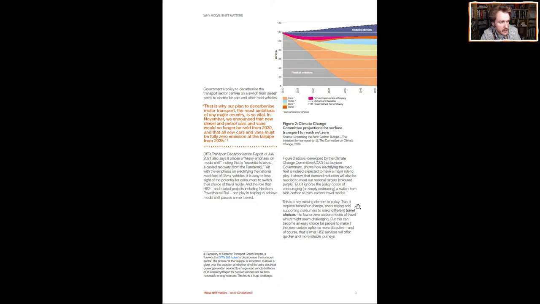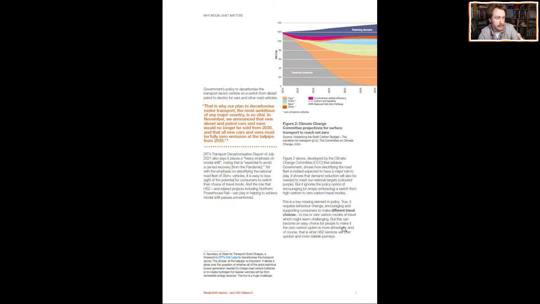True, it requires behaviour change, encouraging and supporting consumers to make different travel choices to lower or zero-carbon modes of travel, which might seem challenging, but this can become an easy choice for people to make if the zero-carbon option is more attractive. And of course, that is why HS2 services will offer quicker, more reliable journeys. Well, yes, but not the services it will offer. It's that HS2 will unlock that on the existing network, mostly.